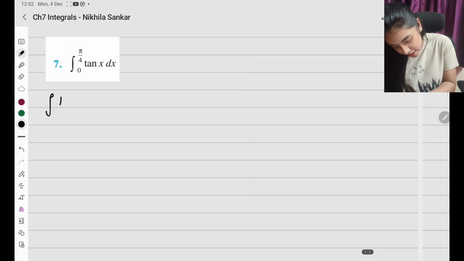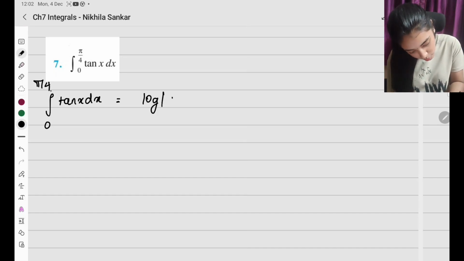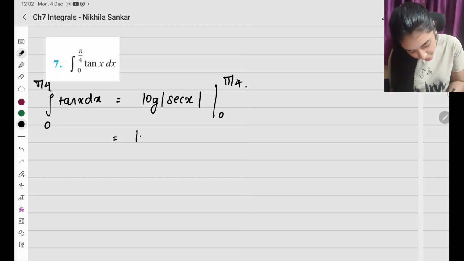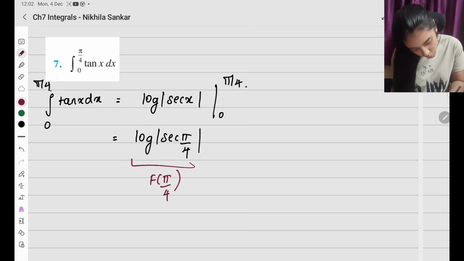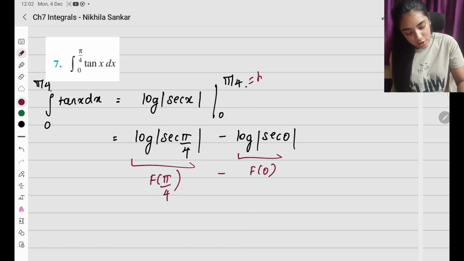So we have the integral of tan x dx from 0 to pi by 4. So what is the integral of tan x? You know that it's log mod secant x from 0 to pi by 4. Okay. Now when I substitute the values, log mod secant pi by 4, f of pi by 4. So this is my f of pi by 4, the upper limit. Now minus log mod secant 0. So this is my f of 0. So f of pi by 4 minus f of 0, where this is my b and this is my a. Understood? That is how definite integrals work.